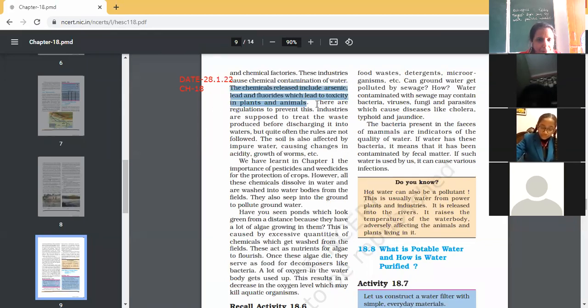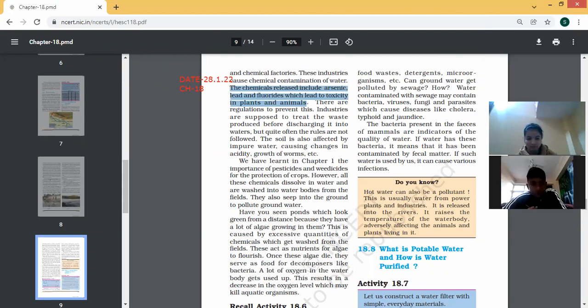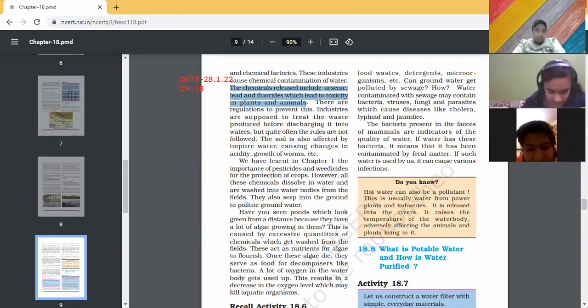Kindly read it. These industries cause chemical contamination of water. The chemicals released include arsenic, lead, and fluorides, which lead to toxicity in plants and animals. There are regulations to prevent this. Industries are supposed to treat the waste produced before discharging it into waters, but quite often the rules are not followed. The soil is also affected by impure water, causing changes in acidity, growth of worms, etc.